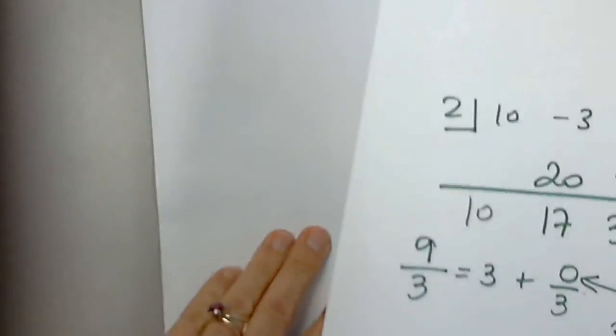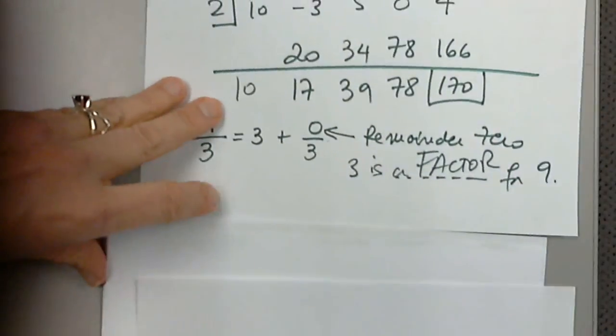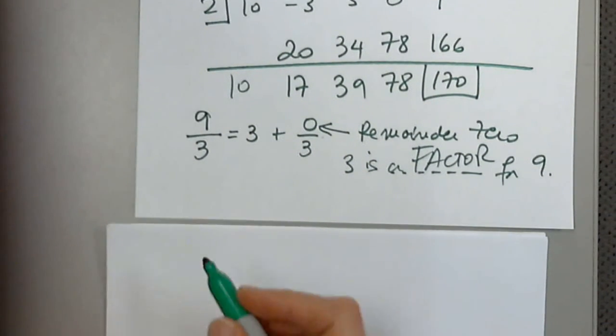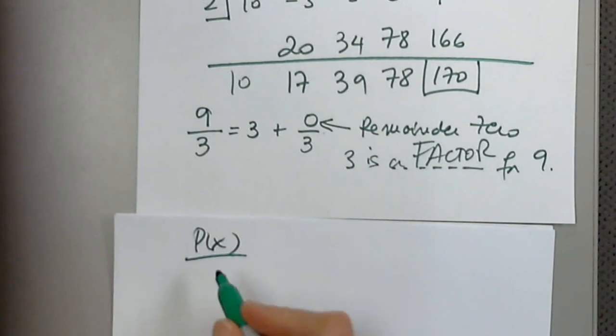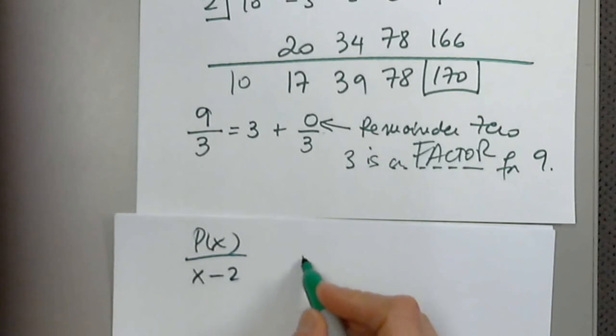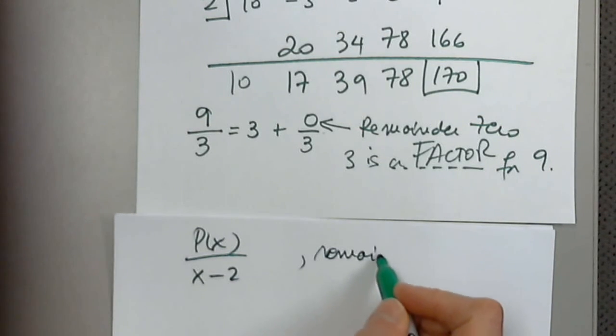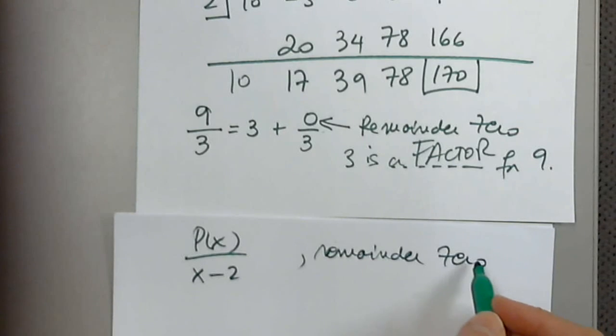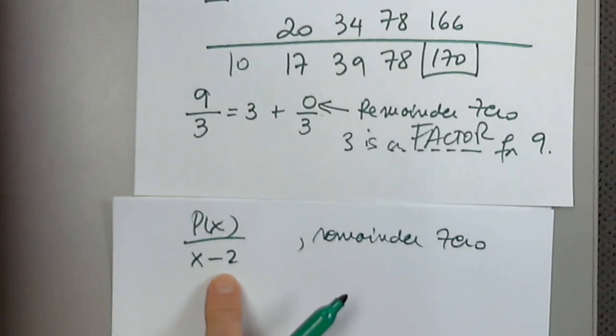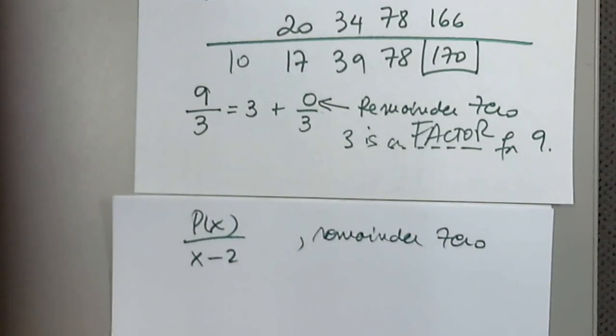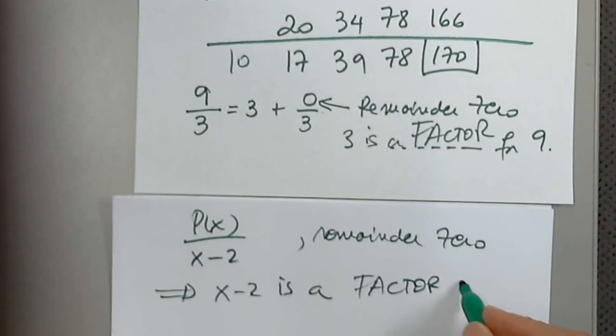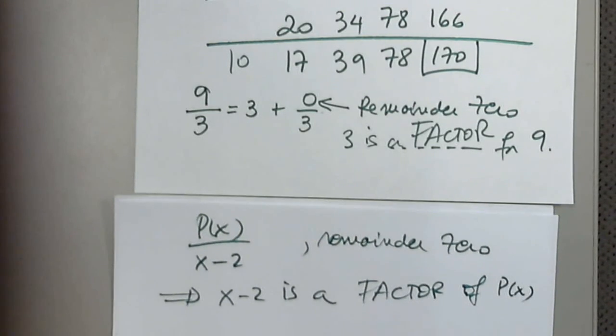Good. So now, if I say to you that when I divide this polynomial by x minus 2, the remainder is 0, what will you say about x minus 2? What is x minus 2 for p of x? Then x minus 2 is a factor of p of x.